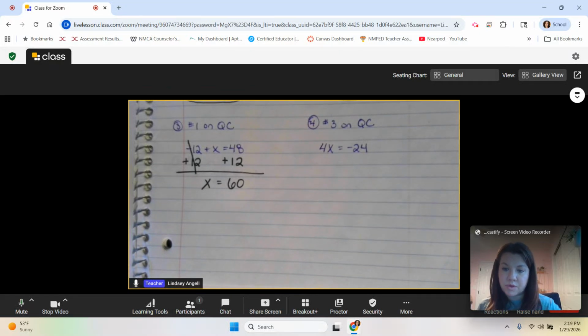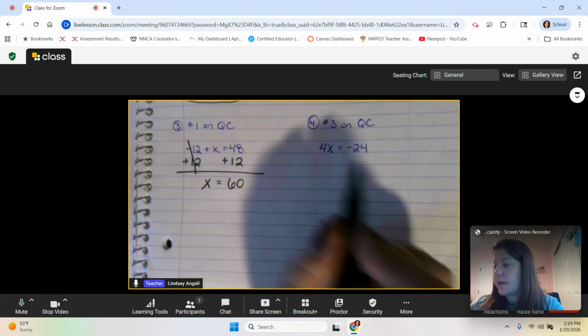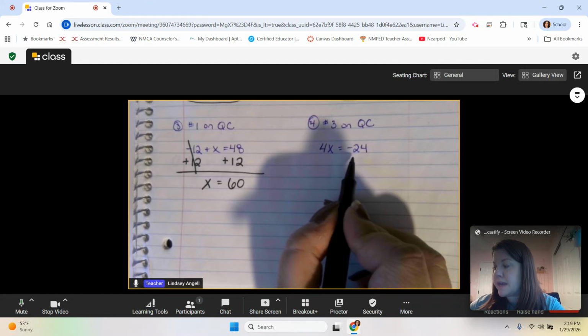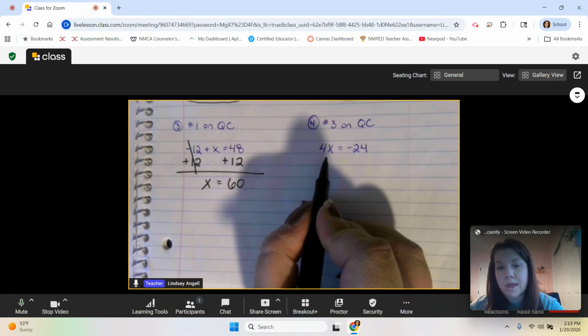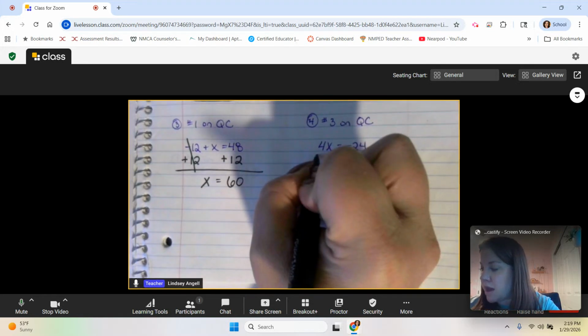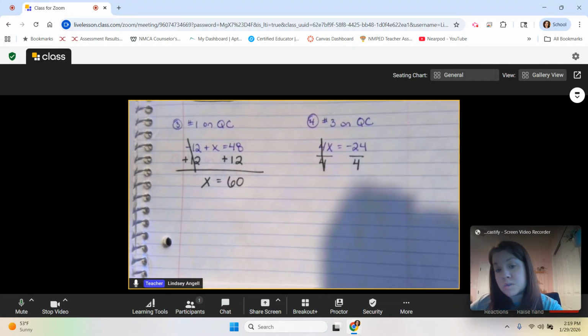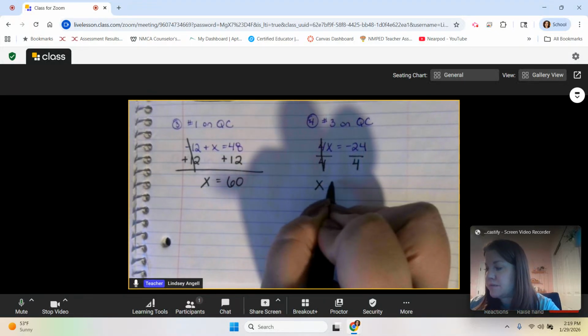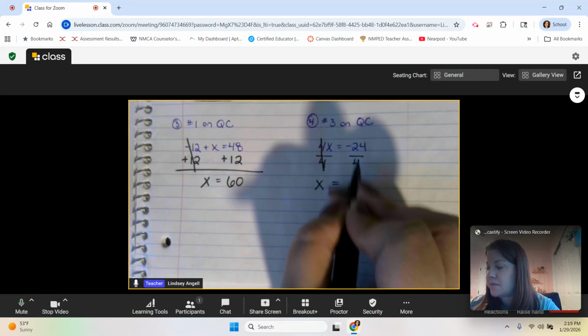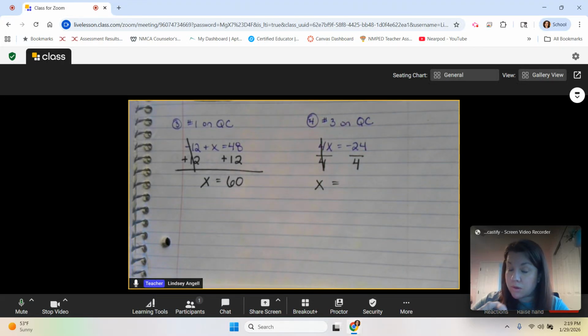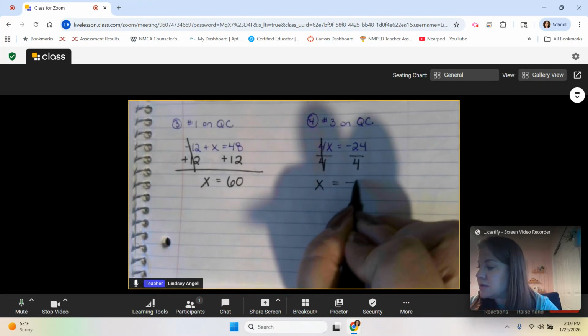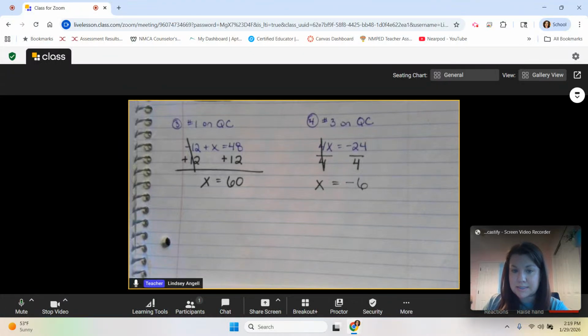The last one I'm going to do with you is number 3 on your quick check. We have 4x equals negative 24. Right now I am multiplying by 4. The opposite of that would be to divide by 4. 4 divided by 4 is 1, so that cancels and we're left with just x. And then negative 24 divided by 4. You have to be careful with this. We haven't talked about this in a little while: a negative divided by a positive, when those signs are different, you get a negative answer. So in this case it would be negative 6.